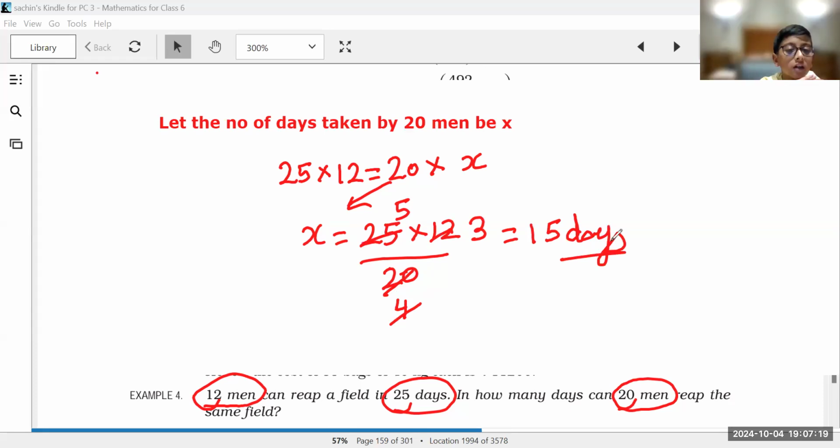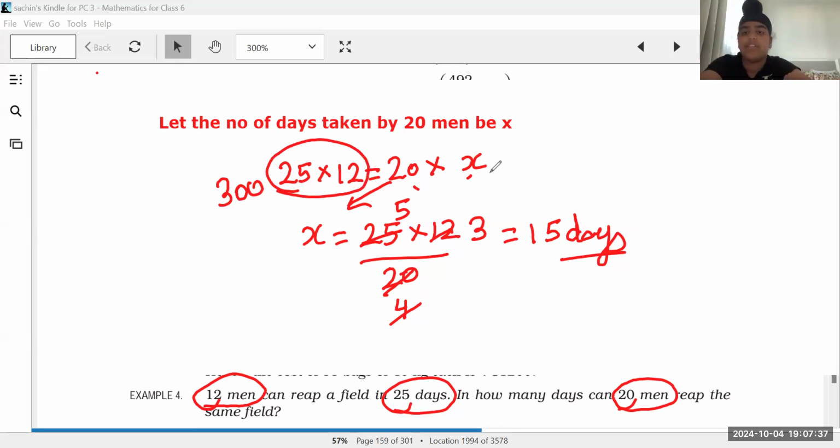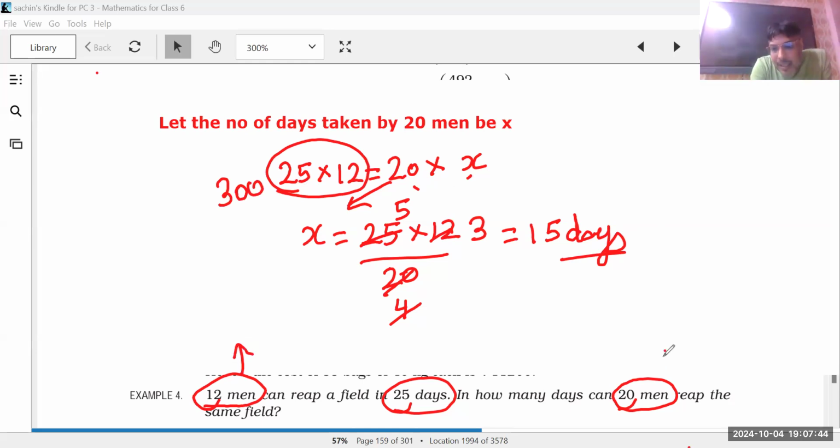Sir, how can 25 multiplied by 12 be equal to 20 multiplied by X? It will be equal. Calculate and see: this is 300, and 20 into 15 is also 300. I didn't understand the relation. The relation is inverse variation, because as the number of men increases, the days decrease, so by definition their product will remain constant.